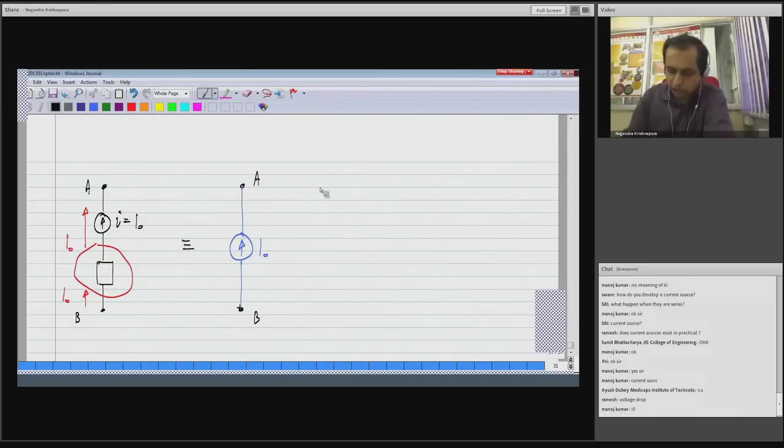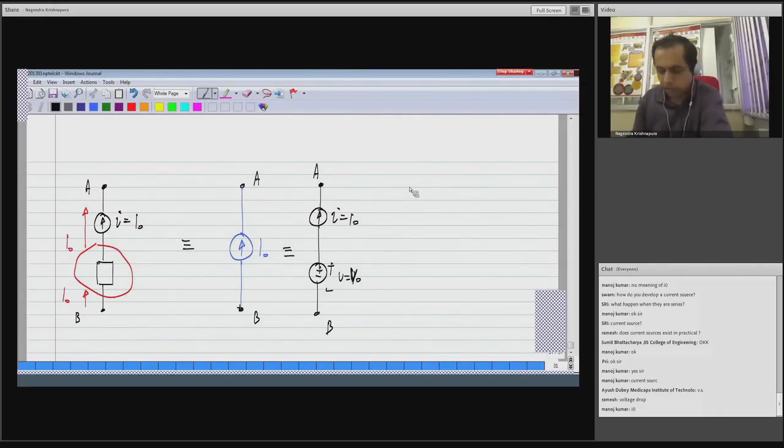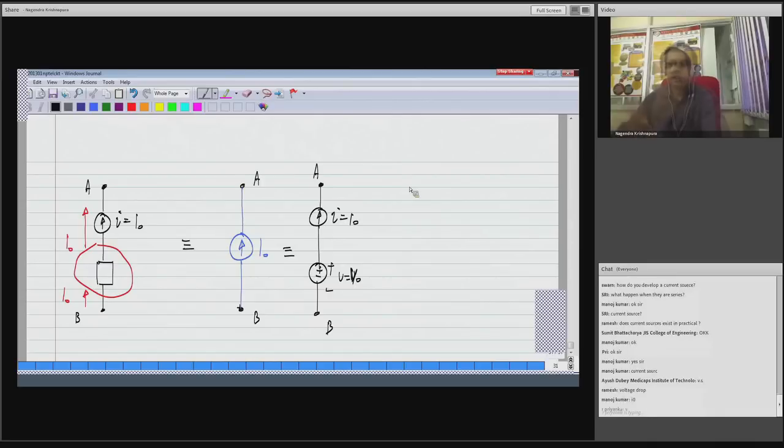And this also applies if you have a current source and a voltage source in series: the equivalent is a current source. Just like when we had a current source and voltage source in parallel, the equivalent was a voltage source. Okay? So, is this clear?